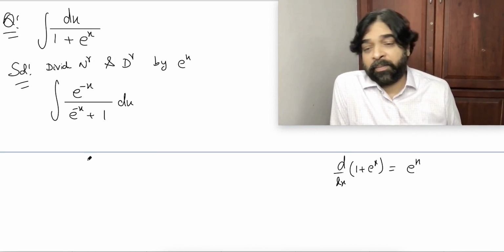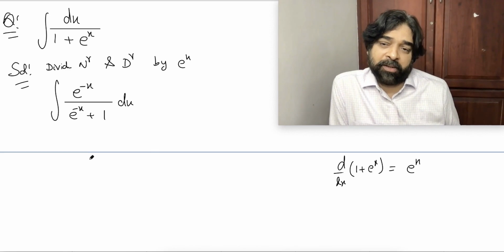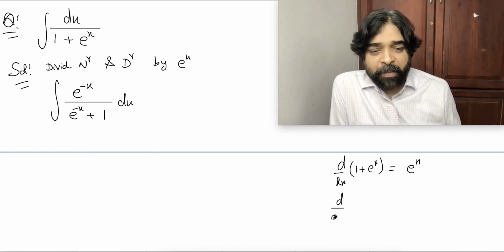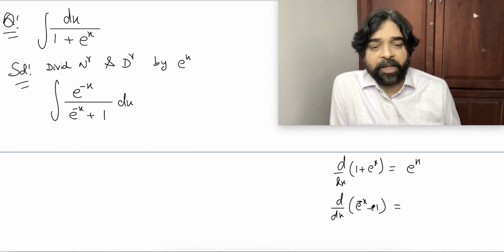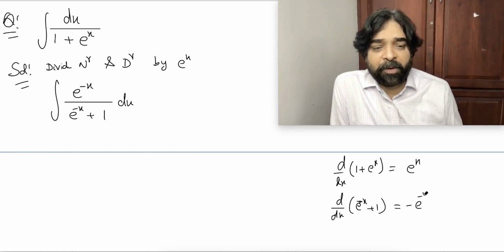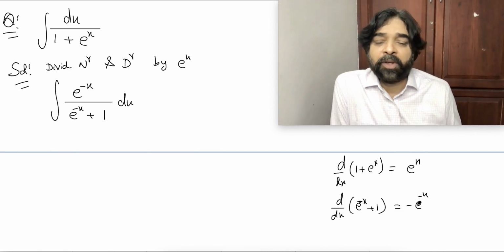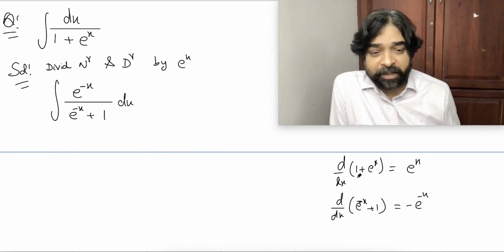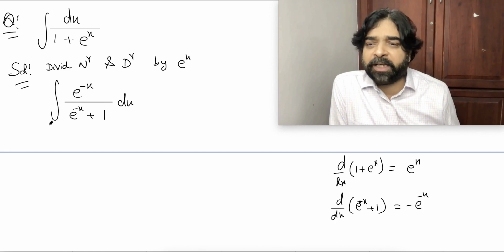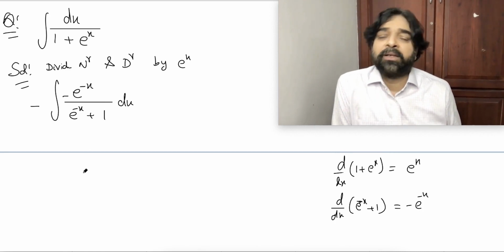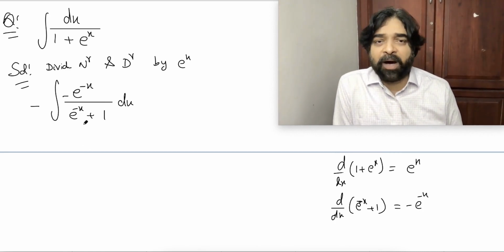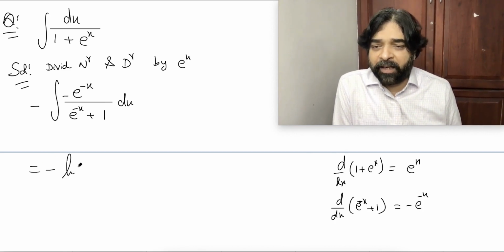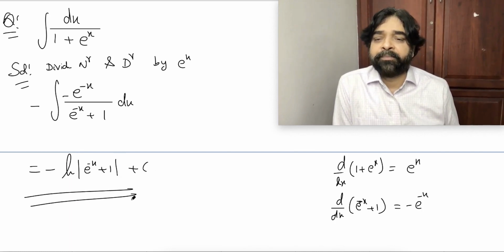Now what to do? Now think. Differentiation of e power minus x plus 1 will be what? Differentiation of e power minus x is minus e power minus x. The difference of 1 is 0. So the numerator is there. What is missing? A constant, minus. No problem, a constant I can bring. Now this is the form of f dash x by f x. So I will say minus ln mod e power minus x plus 1 plus c. This is the answer.